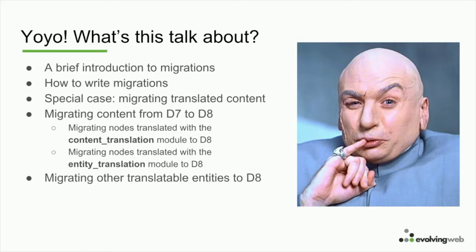Okay, so let's take a look at what we are going to talk about. Firstly, we'll start with a brief introduction to migrations. But most of you have used migration, so I'll try to keep it short and focus on special cases of migrating translated content from Drupal 7 to Drupal 8, which will make more sense. And we'll see how to migrate content which has been translated using content translation, and then we'll see entity translation, which is a bit difficult. And we'll also have a small chat about migrating other translatable entities to Drupal 8, be it your custom entities or other entities like users and taxonomy terms and things like that.